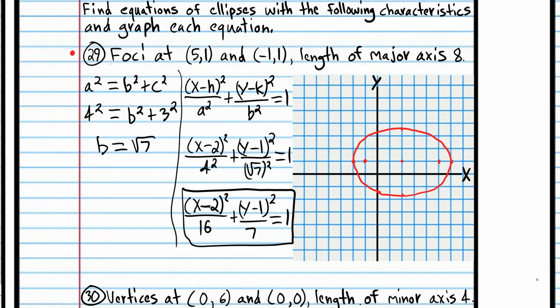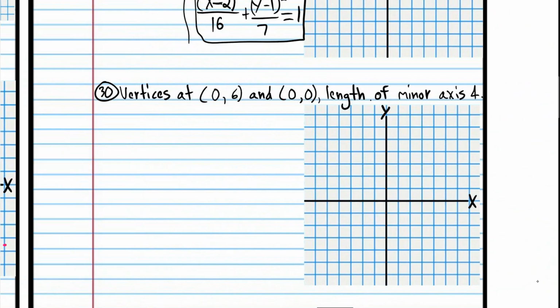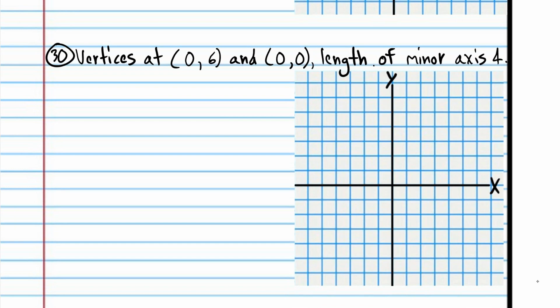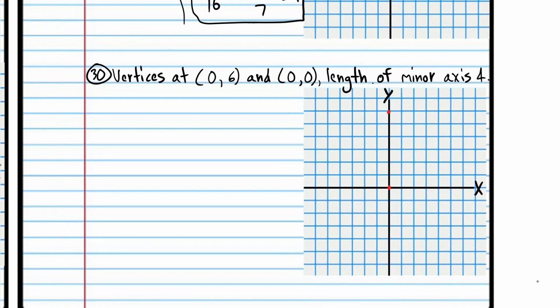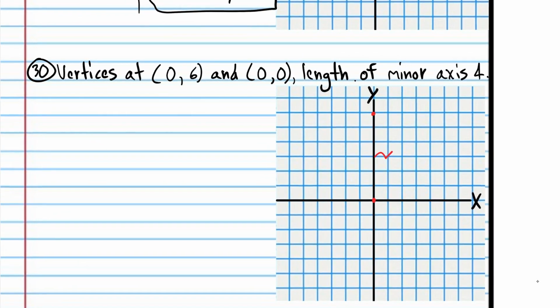So let's go on to the next problem. So now we have vertices at (0, 6) and (0, 0). So obviously the major axis is going to be vertical, and the length of the minor axis is 4. So half the distance would be this length here, and half the distance would be this length. So now we have all we need to draw the ellipse.